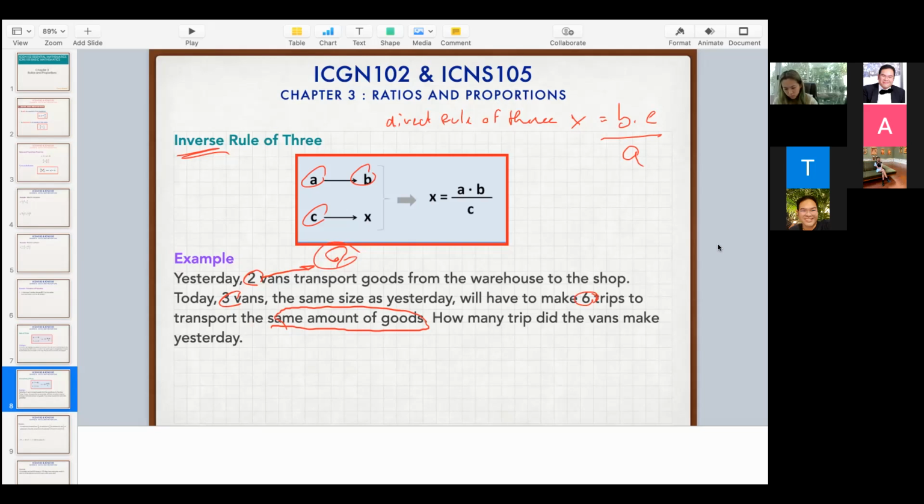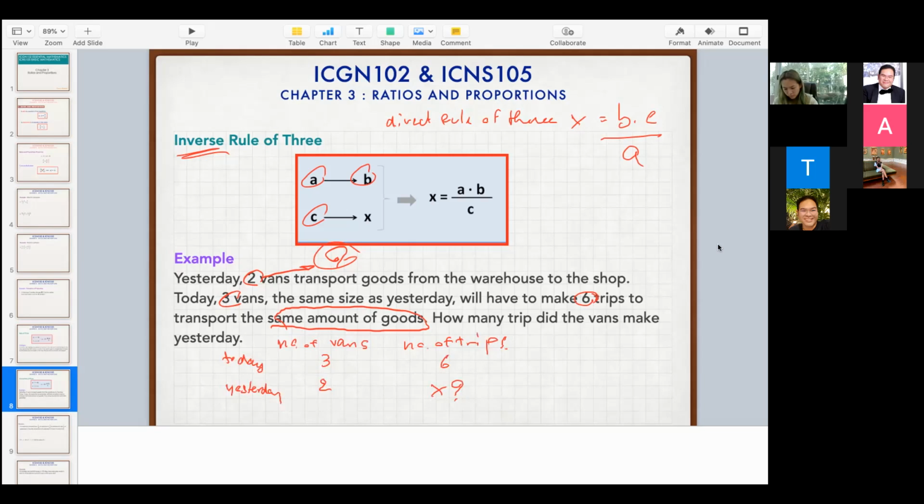So how can you do this? I will first form the number of vans and number of trips. And then we have today and yesterday. Today, the number of vans is 3, making 6 trips to transport. Yesterday we used 2 vans but we don't know the number of trips. We want to know the number of trips of yesterday. This is the inverse rule of three.